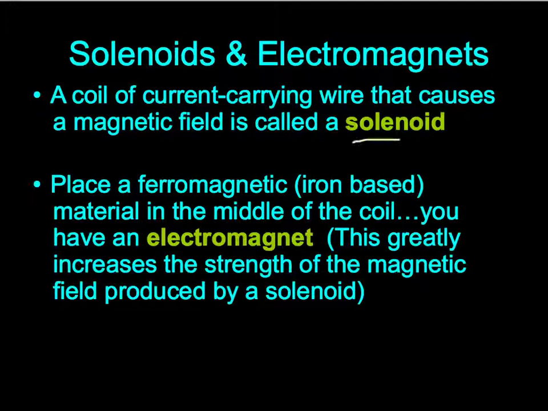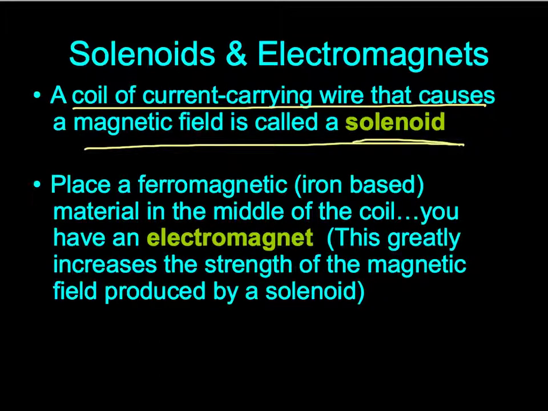The definition of a solenoid is a coil of current-carrying wire that causes a magnetic field. That's a solenoid. And you've probably heard of a solenoid switch. Those are used in various places in your cars and in different places like that where you need to have an electromagnet, where you need both the electricity and the magnetism.